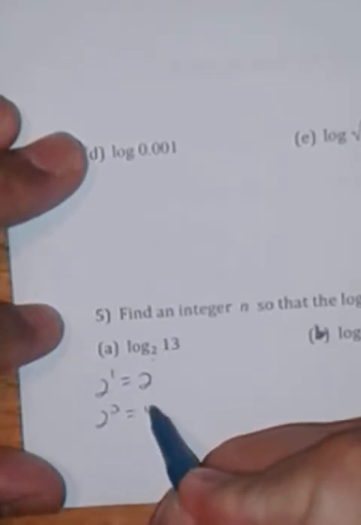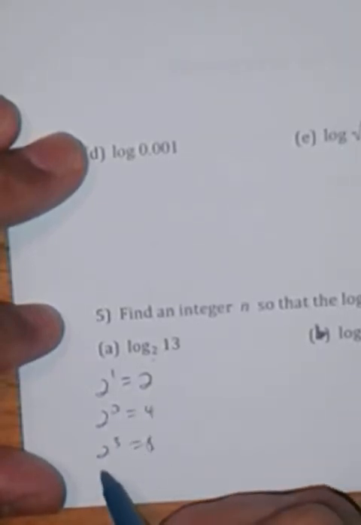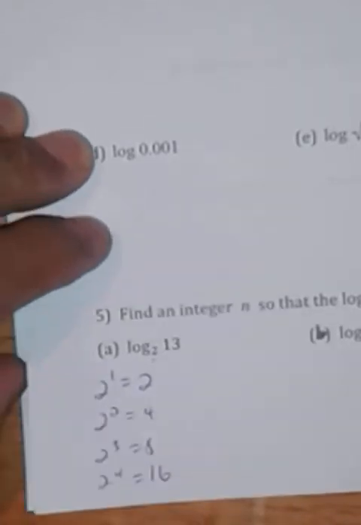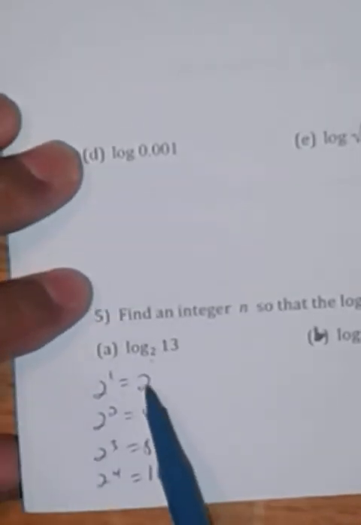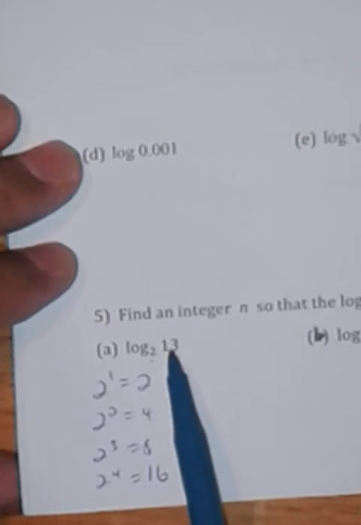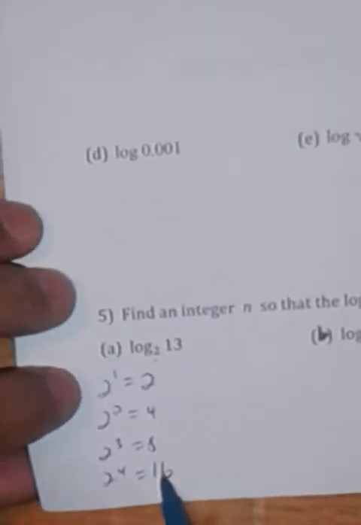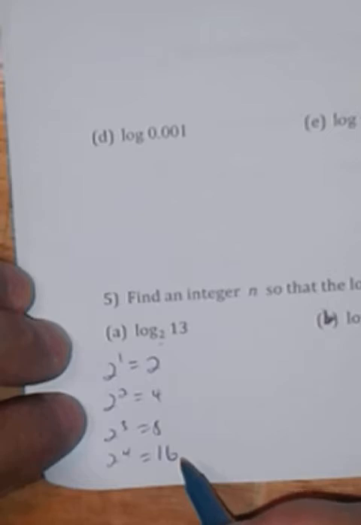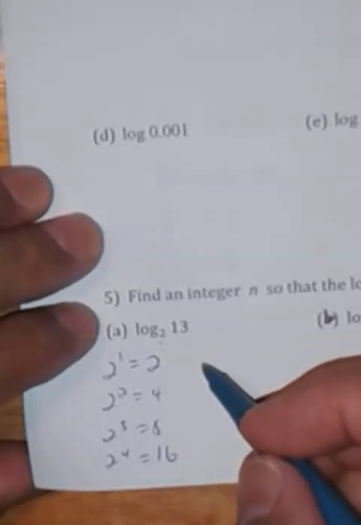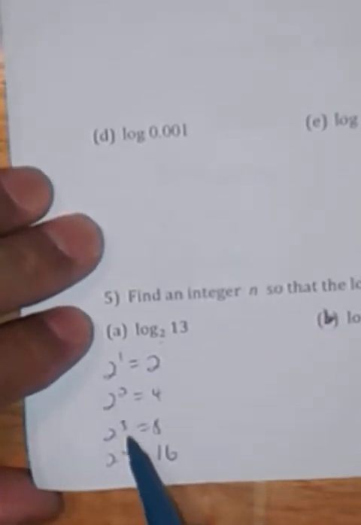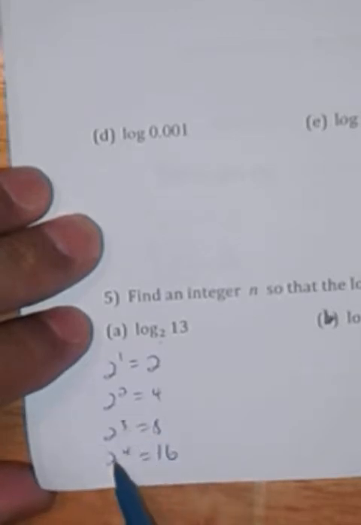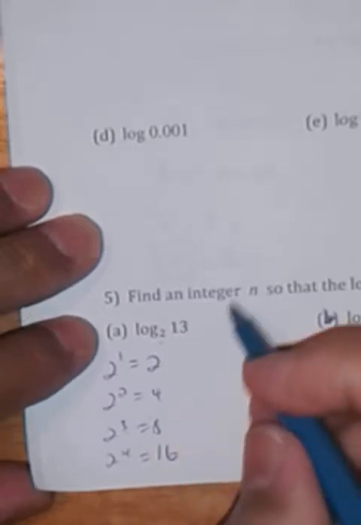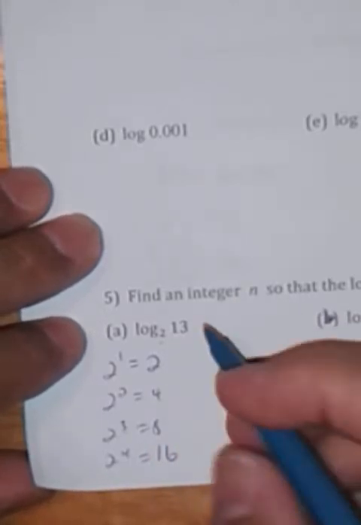2 to the second is 4. 2 to the third is 8. 2 to the fourth is 16. What I'm looking for is whichever one of these numbers is around 13. So notice it's between 8 and 16, right? Between 8 and 16. So log base 2 of 13 is between 3 and 4. Notice these are the exponents, right? Log base 2 of 8 is 3. Log base 2 of 16 is 4. So log base 2 of 13 is between 3 and 4.